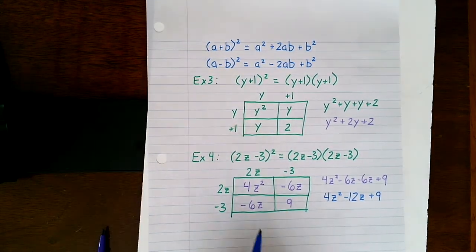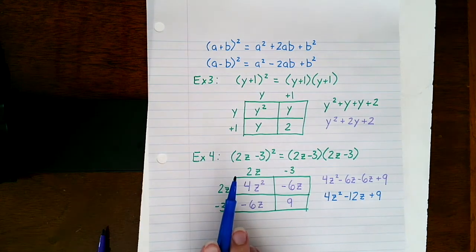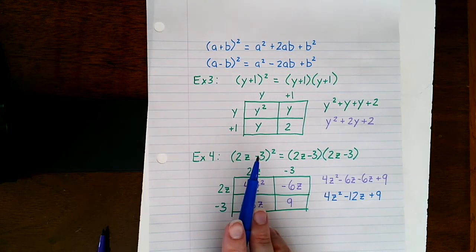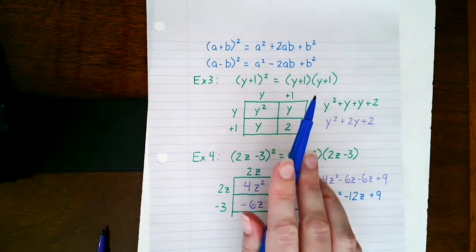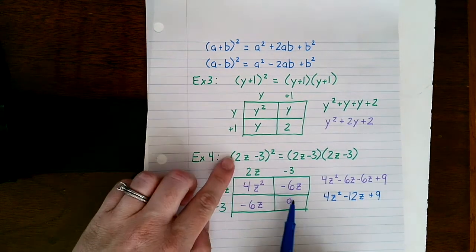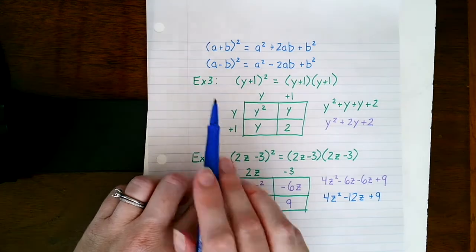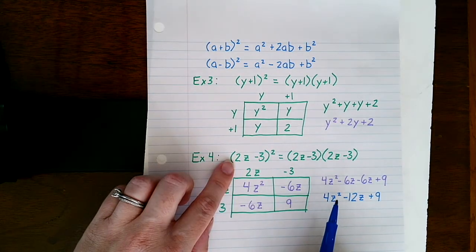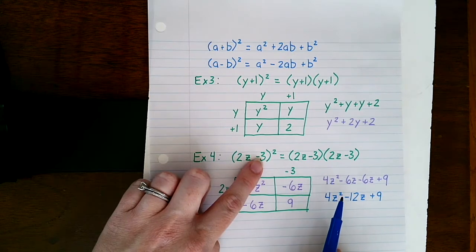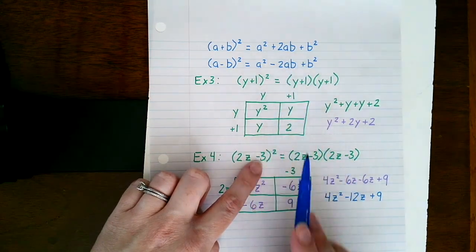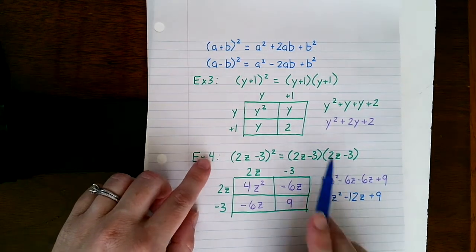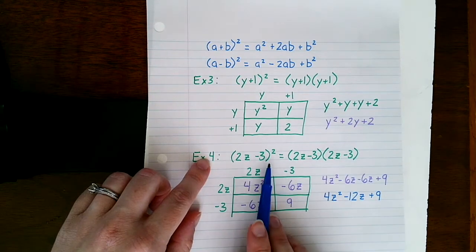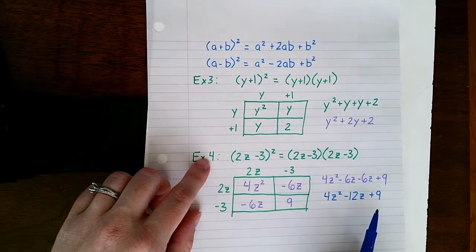Okay, so I notice that this is what my binomial looks like to begin with. It has a subtraction in the middle and is squared. So I know that my answer is going to follow this pattern, a squared minus 2ab plus b squared. So I see that a is 2z, so that's how I get that 4z squared. And then minus, so I know I'm going to have a minus in the middle for my middle term. And then 2 times a times b, so that means 2 times 2z times 3, which is that negative 12z. And then my last term is going to be b squared. My b term is a 3. When I square that, I get 9.